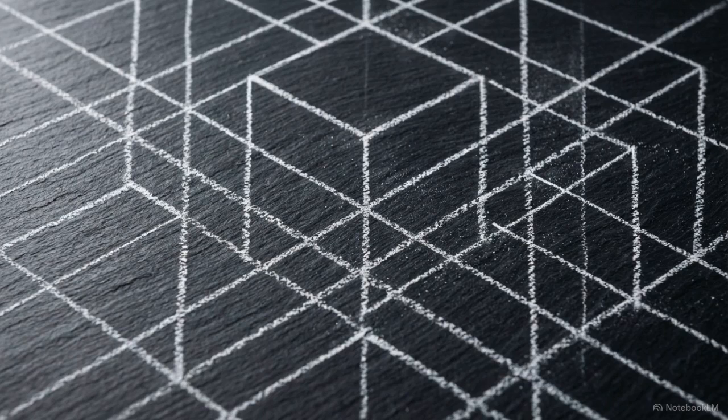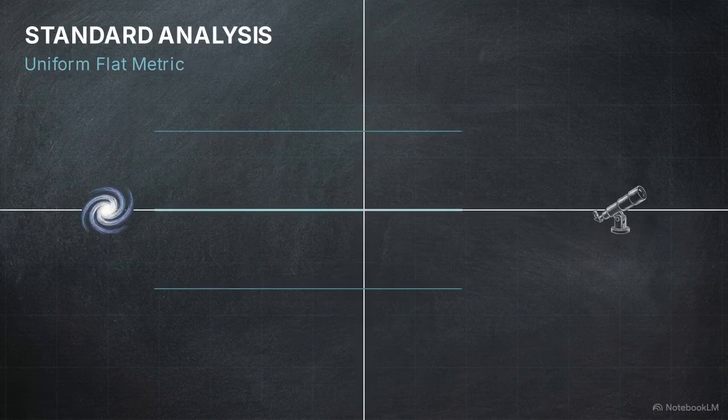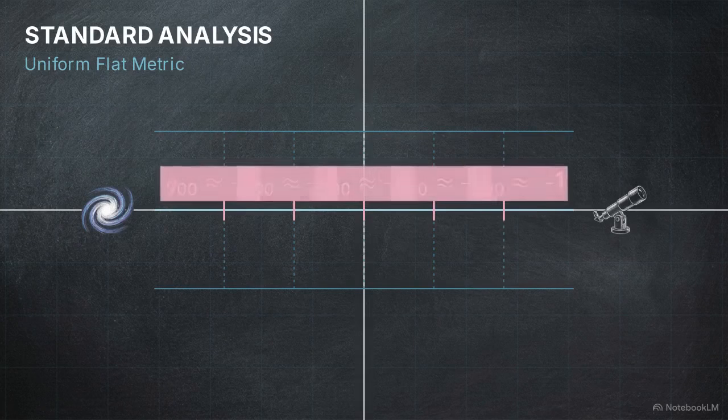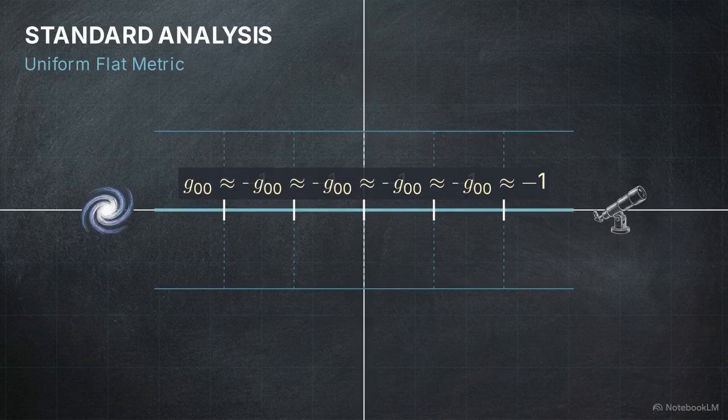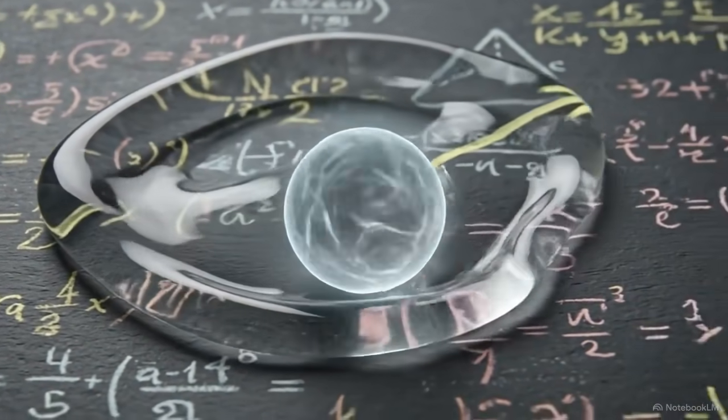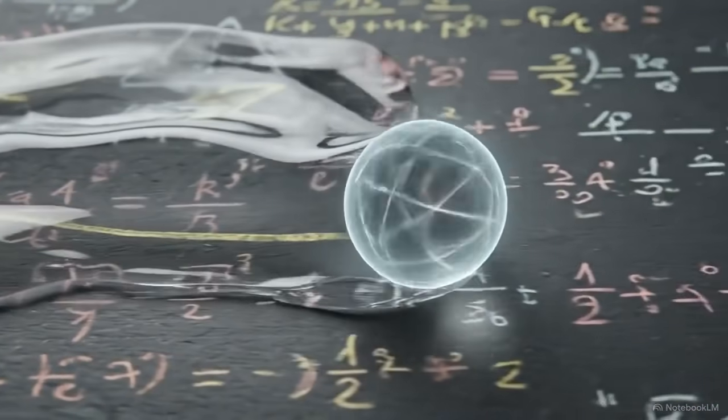The mathematical oversight centers on the background metric. Standard analysis typically sets the time-time component, g sub 00, to approximately -1 along the entire line of sight. In reality, photons traverse a temporal gradient. As they move toward an observer, they climb through a field of decreasing vacuum energy density.